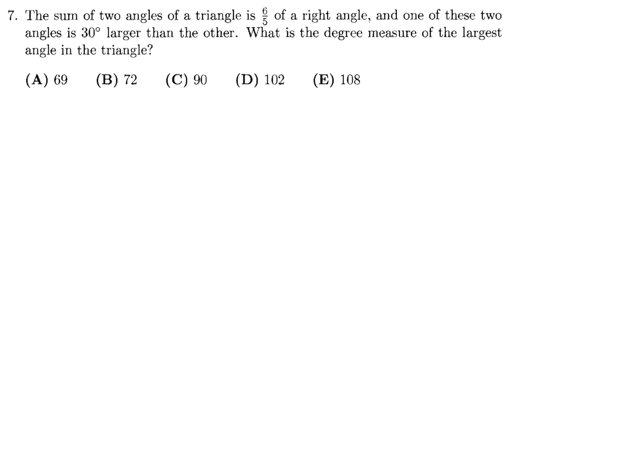The sum of 2 angles of a triangle is 6/5 of a right angle, and one of these 2 angles is 30 degrees larger than the other. What is the degree measure of the largest angle of the triangle?